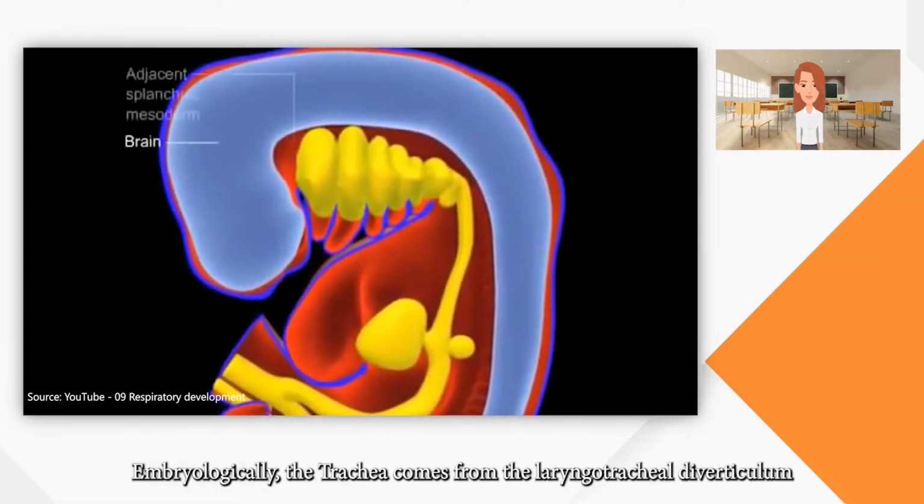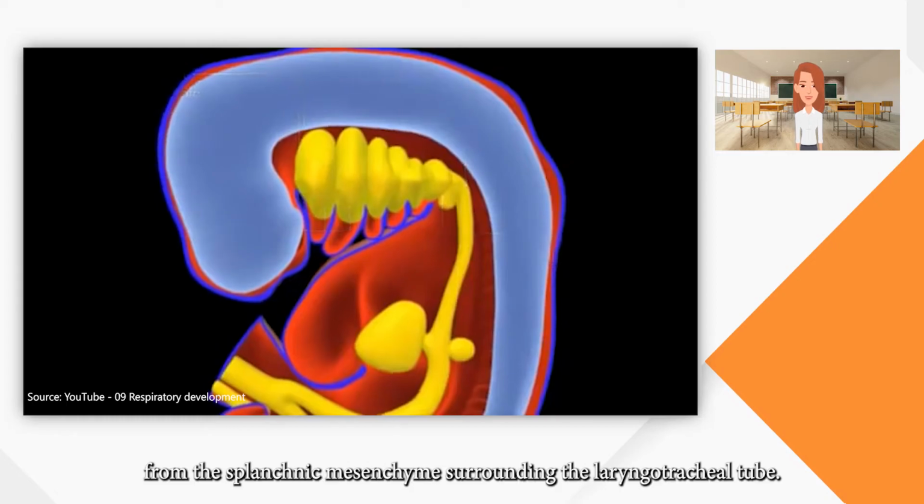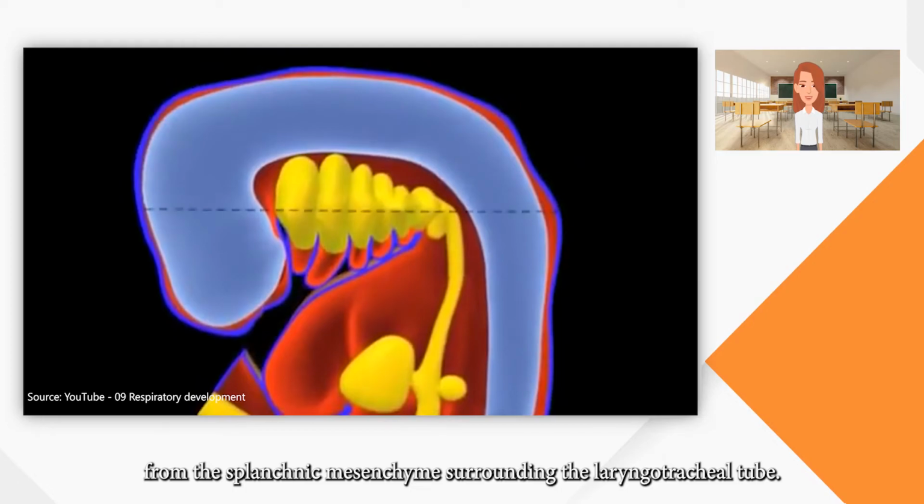Embryologically, the trachea comes from the laryngotracheal diverticulum with two lateral outpouchings, the primary bronchial buds, and the associated cartilage, connective tissue, and muscles are derived from the splanchnic mesenchyme surrounding the laryngotracheal tube.